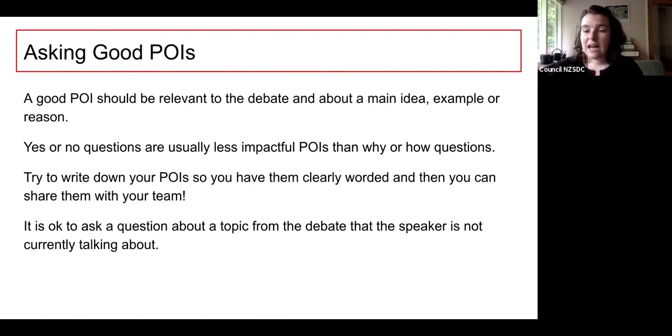And the last thing is that you are allowed to ask points of information that are not on the topic that the speaker is currently talking about. As long as they're still relevant to the debate, that can still make a good point of information. So if they're talking about the environment and your question is about individual choice, that's perfectly fine. But it's probably a waste of a point of information to ask a question about something completely unrelated to the debate that you're having.